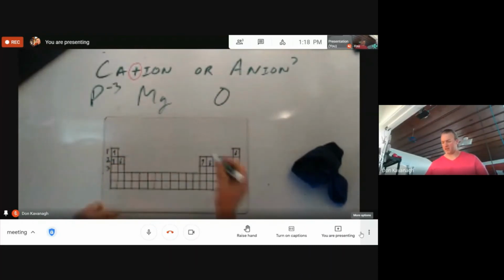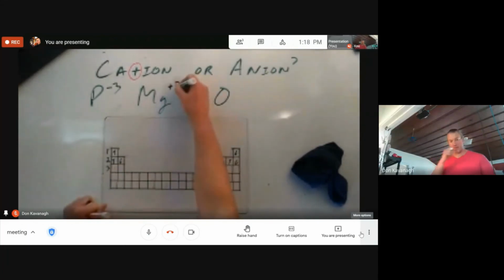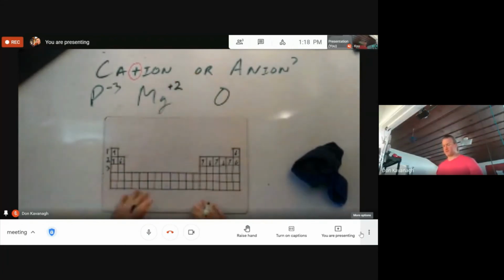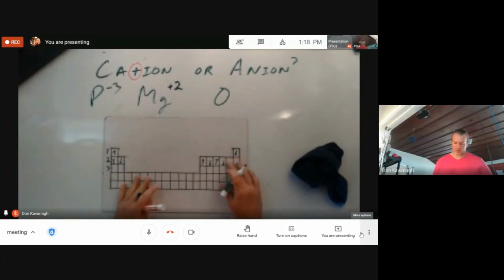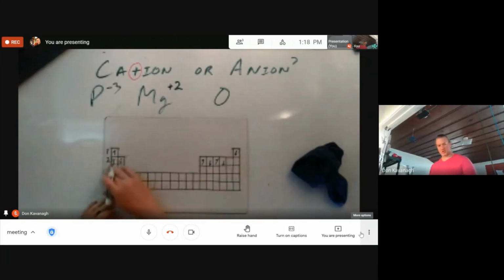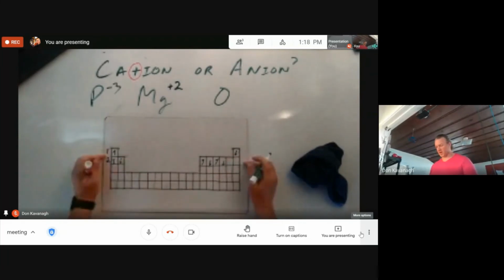And anything that loses electrons becomes positively charged. So specifically, it loses the valence electrons. Let's finally do an example with oxygen. Here is our electron configuration filling for oxygen.